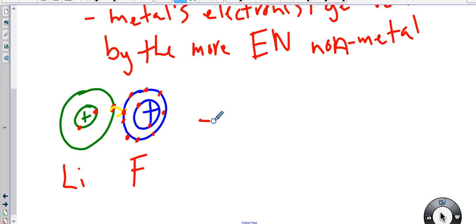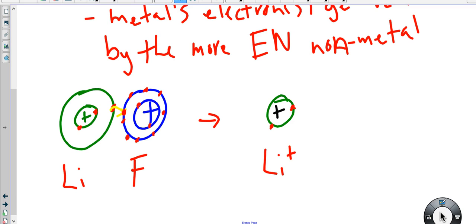So what happens is this becomes Li plus, and then I have my 2 electrons here. I'm going to stick with my same colors. So 2 electrons in the first energy level for lithium. And then fluorine now becomes what's called fluoride.